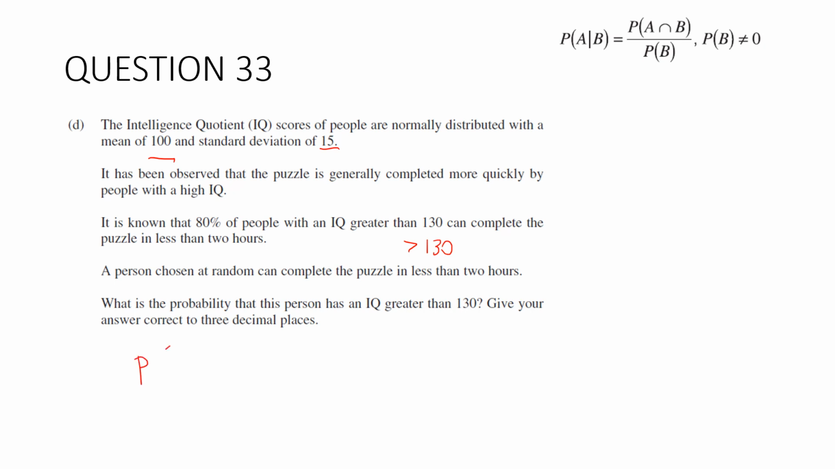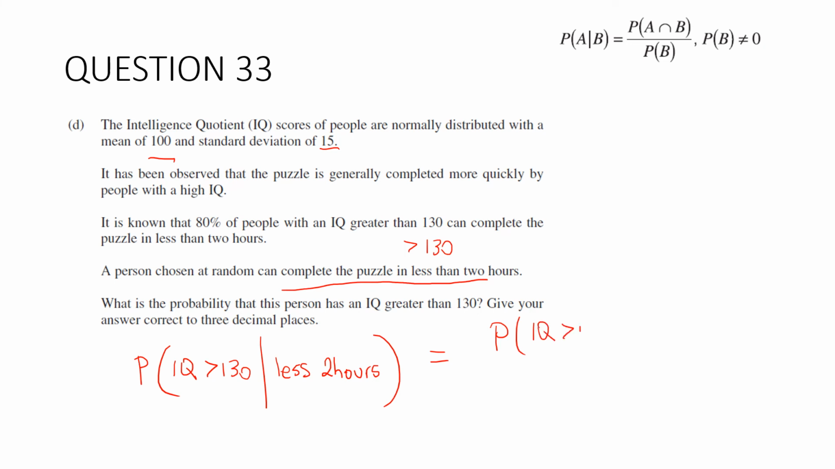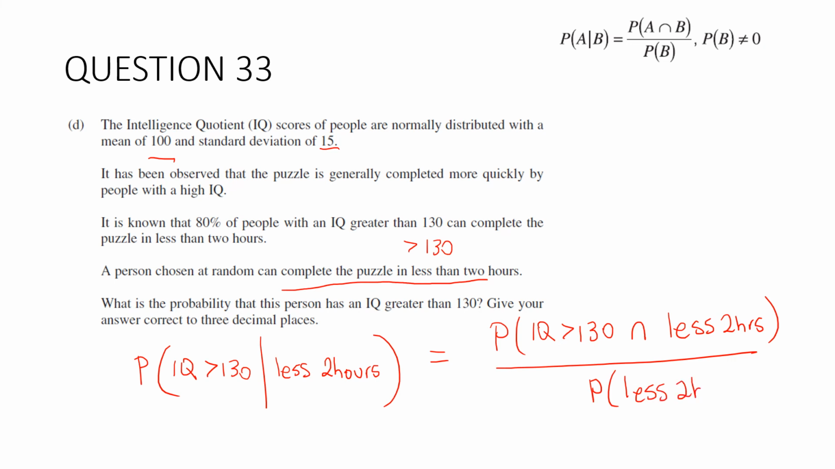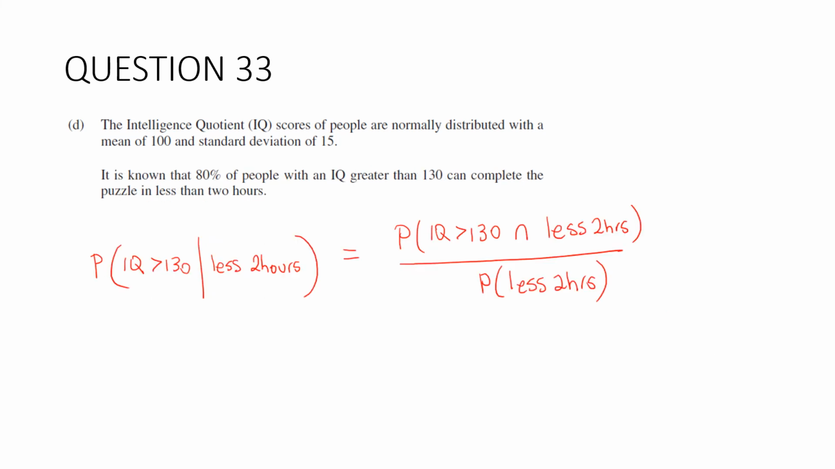So we want the probability that this person has an IQ greater than 130 given they completed the puzzle in less than 2 hours. So IQ greater than 130 given they complete the puzzle in less than 2 hours. Now, using our formula, this means the probability that their IQ is greater than 130 and they complete it in less than 2 hours, divided by the probability that they completed it in less than 2 hours. Now, if you can manage to get that far, the rest is not too bad.